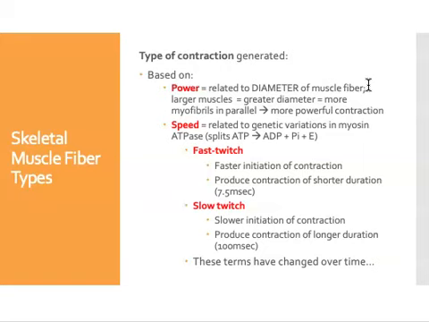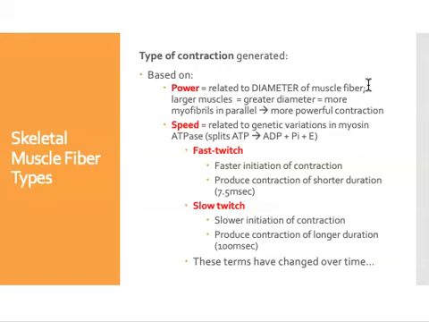The muscle fibers that have a larger diameter have more myofibrils in them. Remember, each muscle fiber is full of myofibrils. So if the muscle fiber is bigger, it has a broader diameter, it means it has more myofibrils in it. If it's got more myofibrils in it, it's got more sarcomeres in it. And if it's got more sarcomeres in it, it can generate more powerful contractions. More sarcomeres, more power.